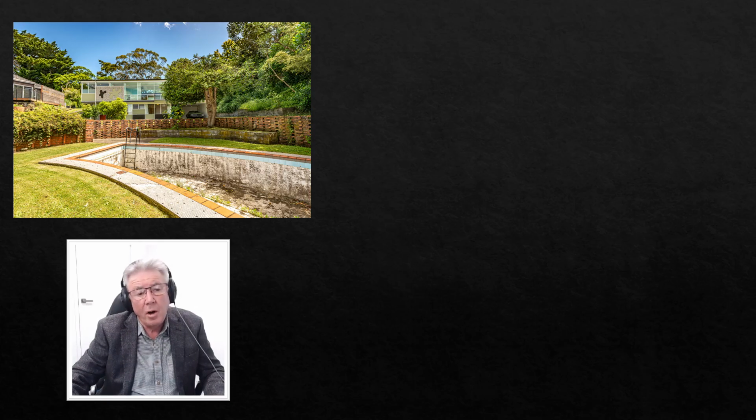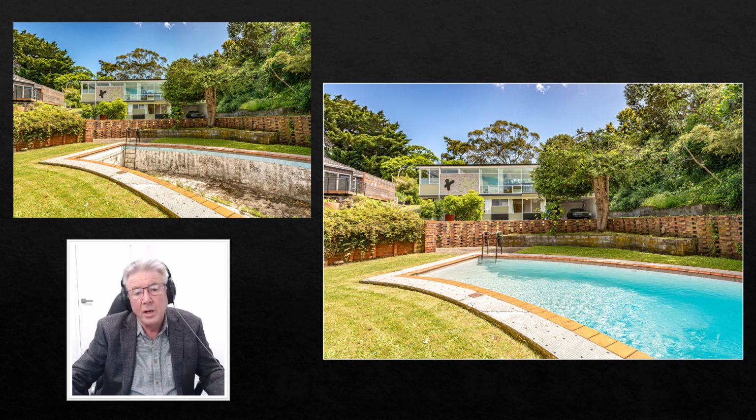This photo, obviously the pool doesn't look very good. The real estate agent asked me to fill it with water. A very quick and effective process when using AI.